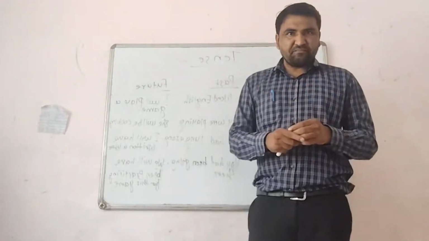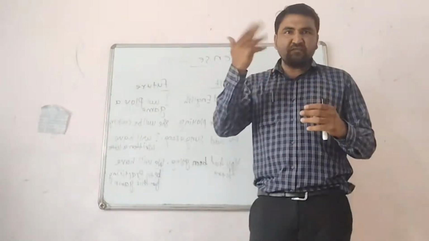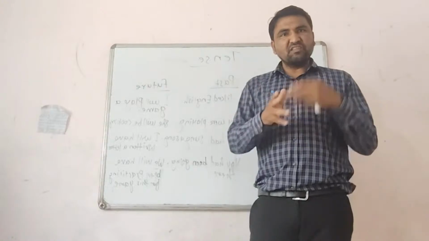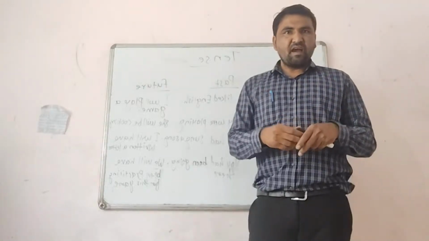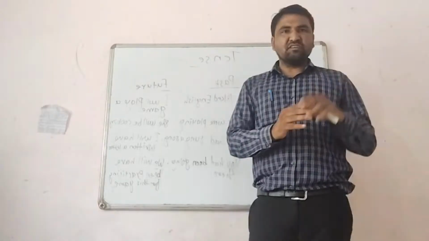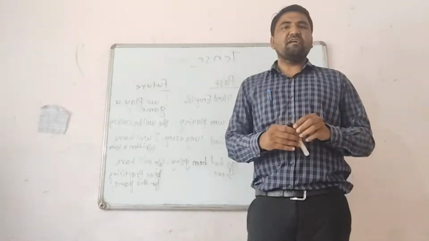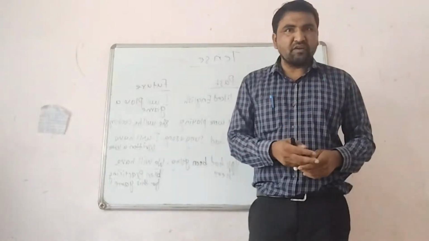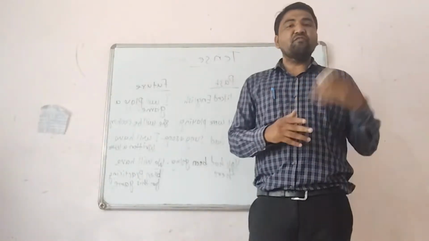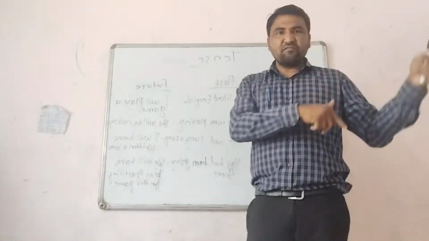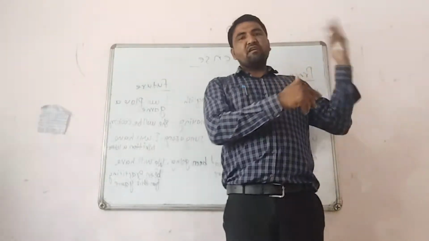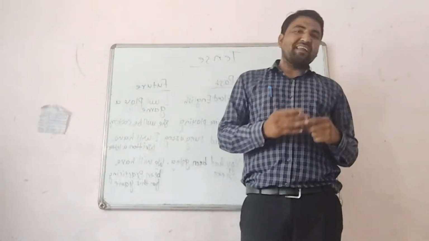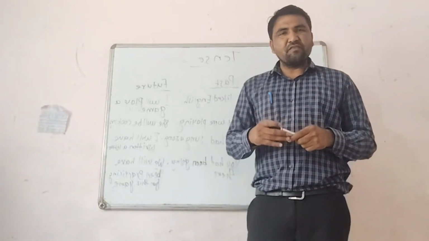I repeat, any action which will happen in the future, you will start something in the future, and you want to continue with that process throughout your life. As much as you want to continue, that action is going on in the future. You started something in the future, and that action is still going on in the upcoming future in a continuous manner. That is nothing but future perfect continuous tense.